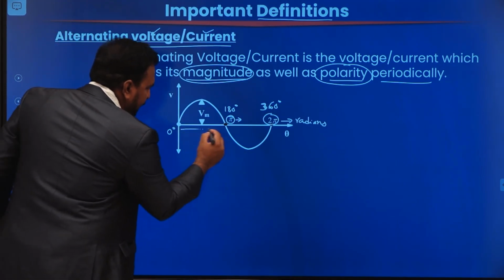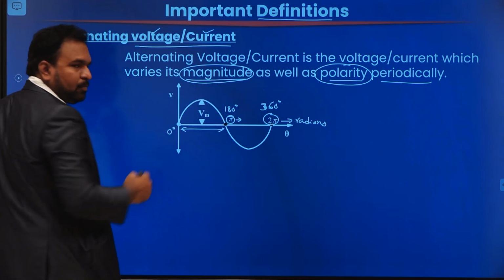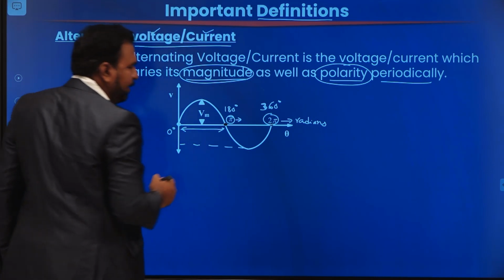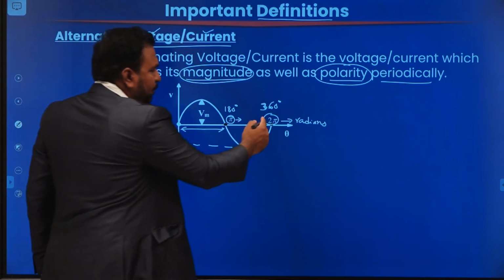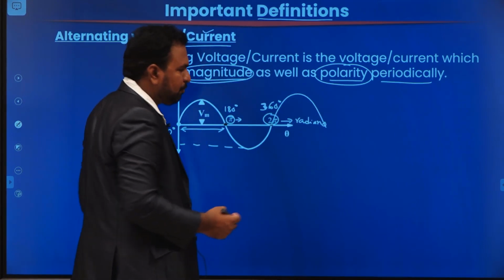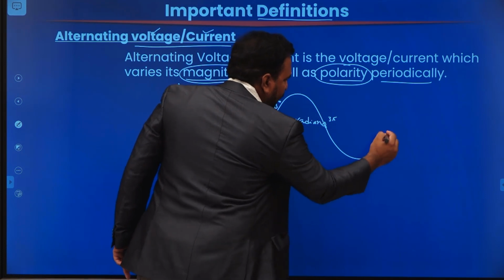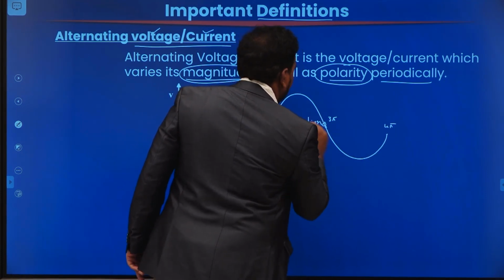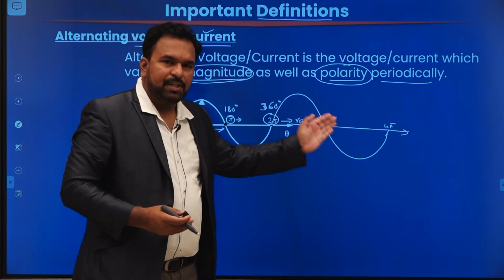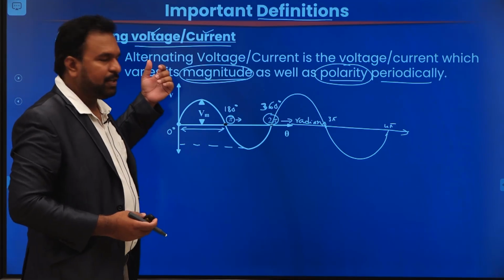So from 0 to pi, the magnitude is positive. And from pi to 2 pi, the magnitude is negative. And what happens after 2 pi? The waveform continues like this, positive up to 3 pi. And from 3 pi to 4 pi, the magnitude is negative. So this is how the polarity and magnitude change periodically. This type of waveform is called an alternating voltage.